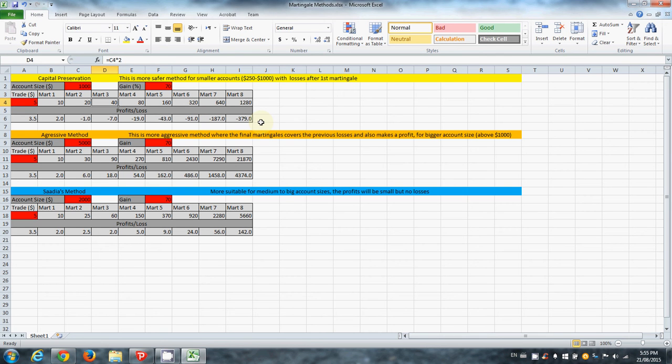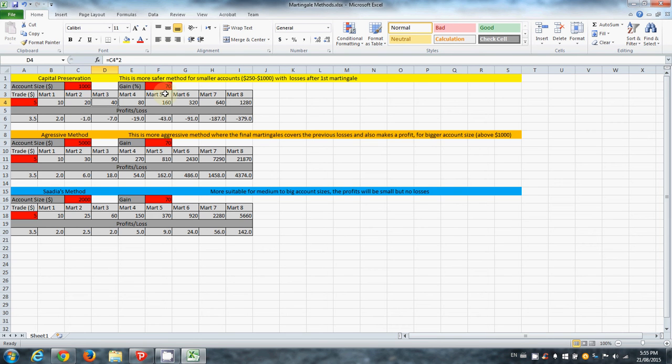So it's always recommended that if your trading style is not martingaling, then you stick with that style. But for people who are like me and others who are confident enough to martingale, please make sure your account size can support up to 8 martingales. Again, the final martingale should be 20 to 30% of your account size and not more than that.